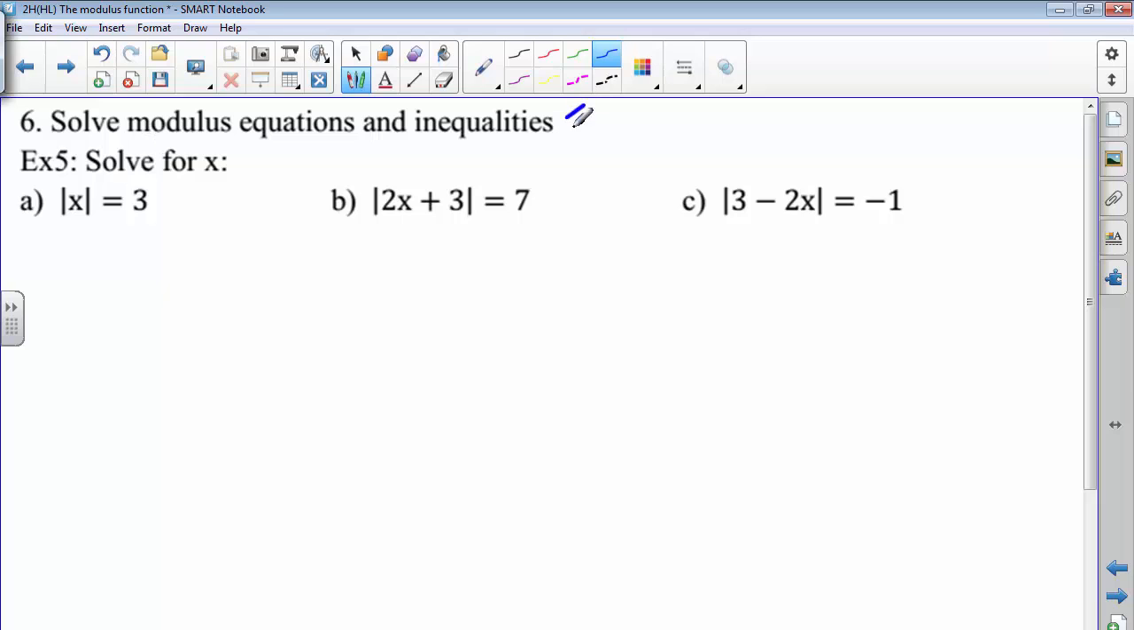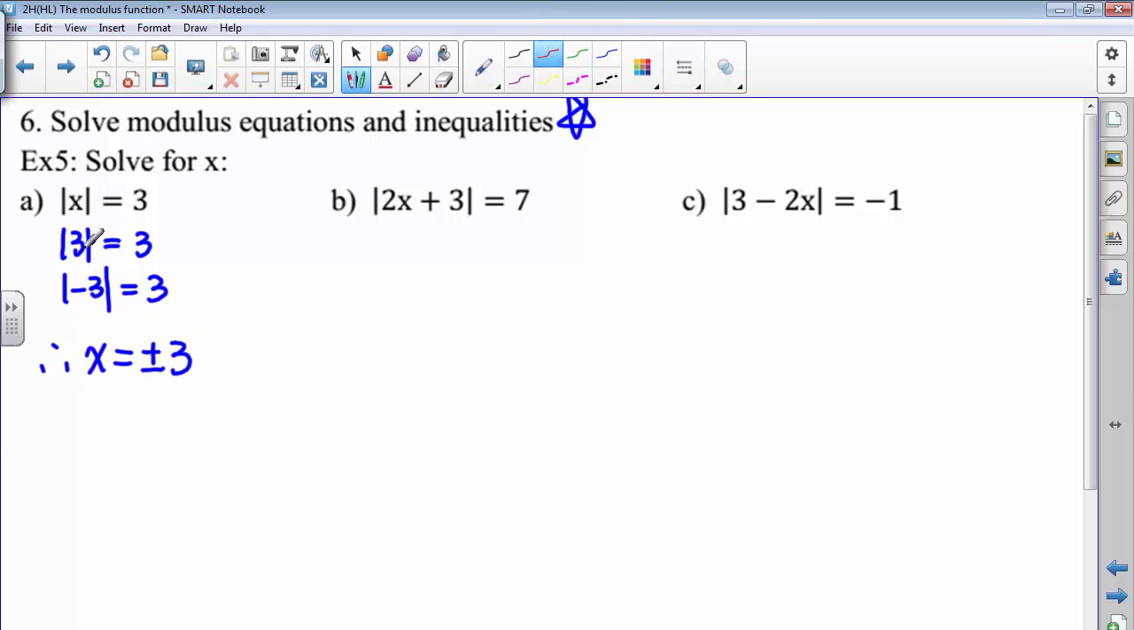This is a very important part that we need to learn. Solve modulus equations and inequalities. Let's look at example 5 first. How can we solve this modulus equation? The absolute value of x equals 3. We know the absolute value of 3 is 3. The absolute value of -3 is also 3. In this case, this x value can be 3 or -3.